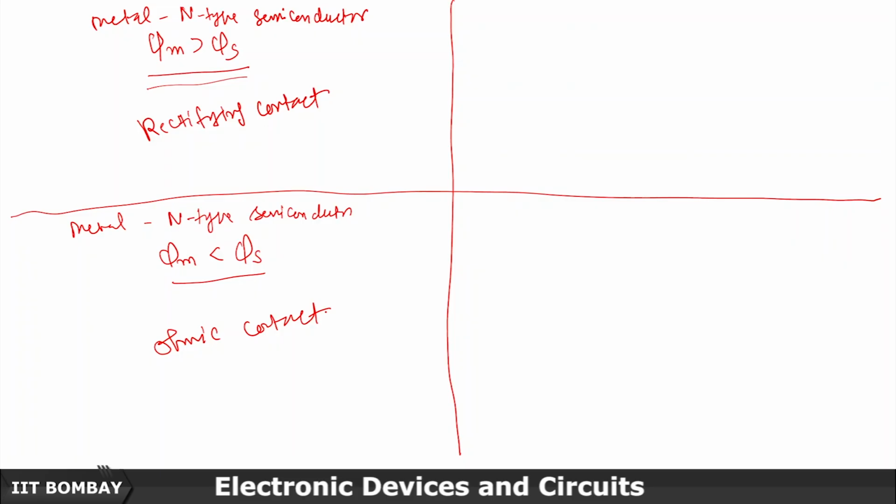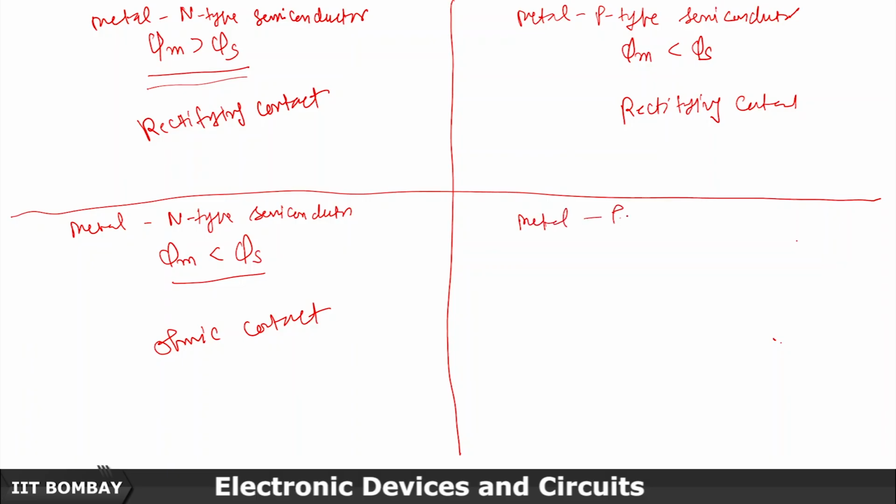Okay. And if I talk about metal and p-type semiconductor, and let's consider the case phi m is smaller than phi s. So again it will be a rectifying contact. And if I consider a case of metal and p-type semiconductor and phi m is greater than phi s, then it will be an ohmic contact.